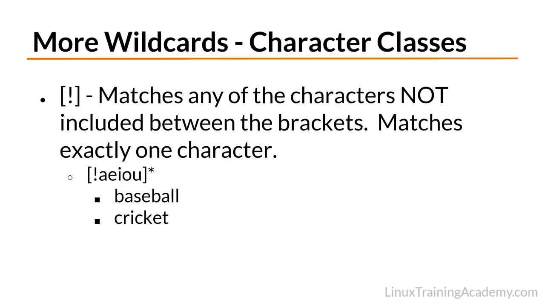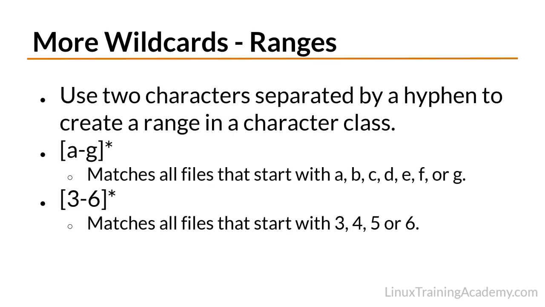If you want to exclude characters in a match, use an exclamation mark. For example, if you wanted to find all the files that do not start with a vowel, use [!AEIOU]*. Baseball and cricket match this pattern because the first character is not an A, E, I, O, or a U. When using character classes, you can create a range by separating two characters with a hyphen. If you want to match all the characters from A to G, use [A-G]. If you want to match the numbers 3, 4, 5, and 6, use [3-6].